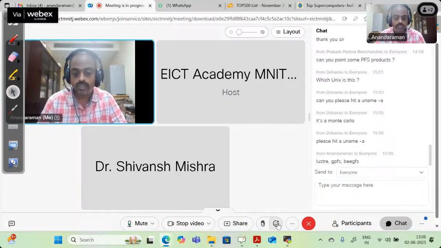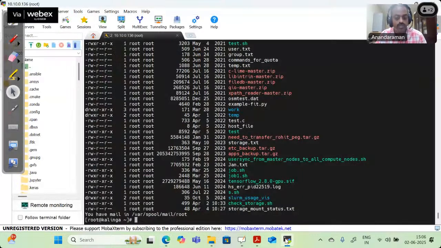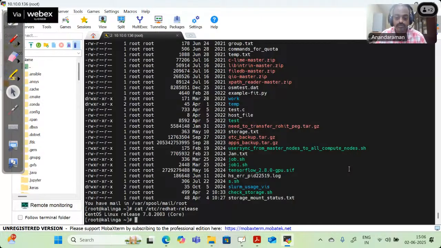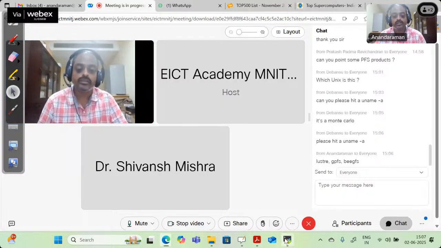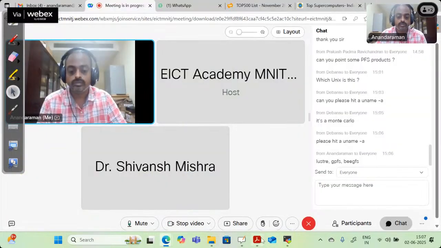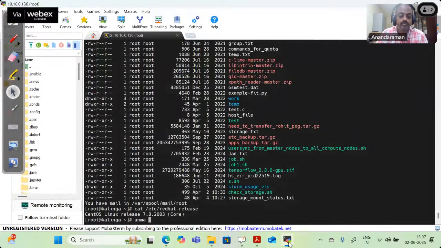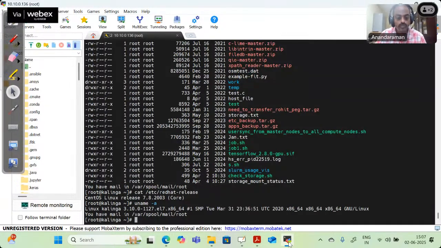Which Linux is this? Okay, this is actually a 9 years old cluster. We are using CentOS only. cat /etc/redhat-release. It is CentOS 7.8. uname -a will give the kernel only. So cat /etc/redhat-release will tell which OS.